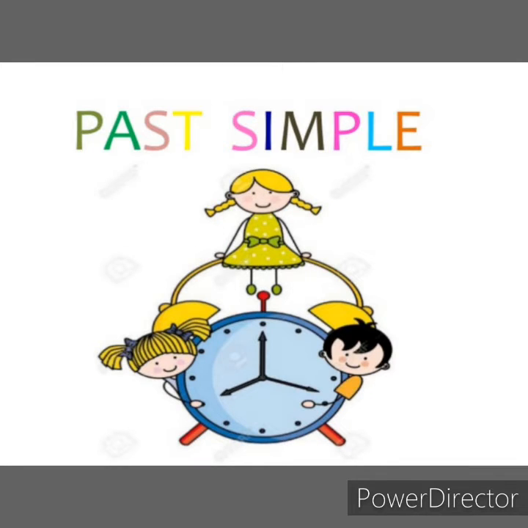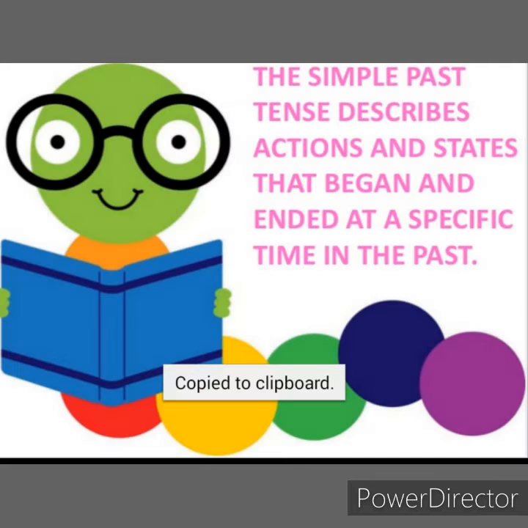The first category of past tense is simple past. The simple past tense describes actions and states that began and ended at a specific time in the past. It is used for an action that finished at some time in the past. We often talk or think about a definite time in the past, like yesterday, last Monday, last month, etc.